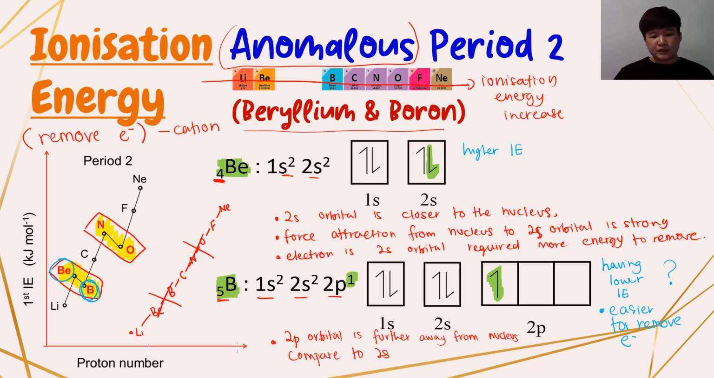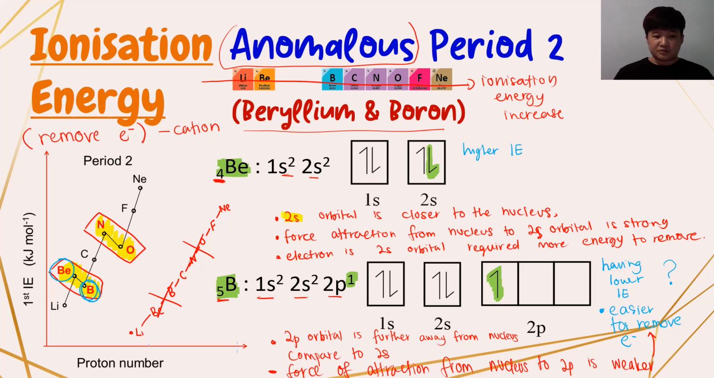So when the 2p orbital is far away from the nucleus compared to 2s, therefore the force of attraction from the nucleus to the 2p orbital is weaker. When it's weaker, therefore it's easier to remove. When it's easier to remove, it means you need less energy. That's why with beryllium and boron, beryllium needs more energy.